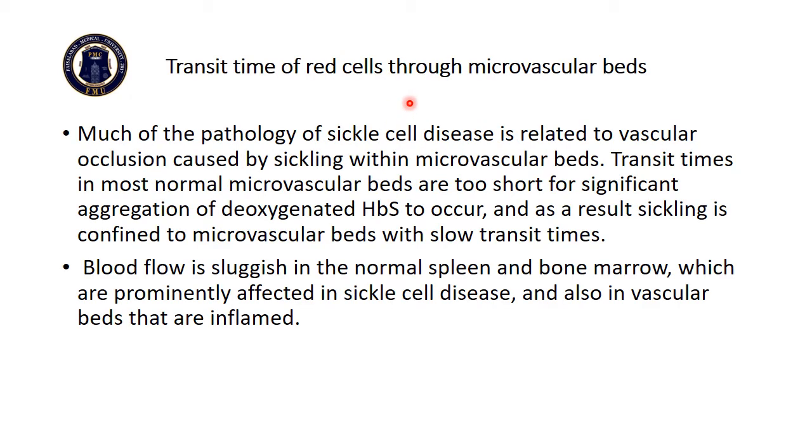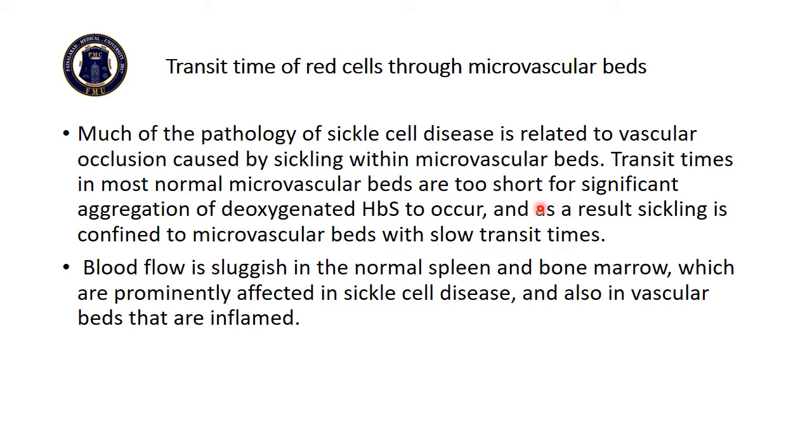Transit time of red blood cells through microvascular beds. Much of the pathology of sickle cell disease is related to the vascular occlusion, which is caused by sickling within the microvascular blood. Transit time in most normal microvascular beds is too short for significant aggregation of deoxygenated sickle cells to occur, and as a result sickling is confined to microvascular beds with a slow transit time.